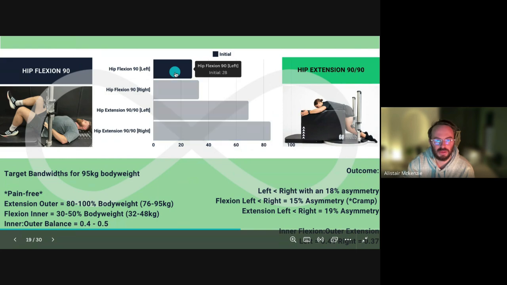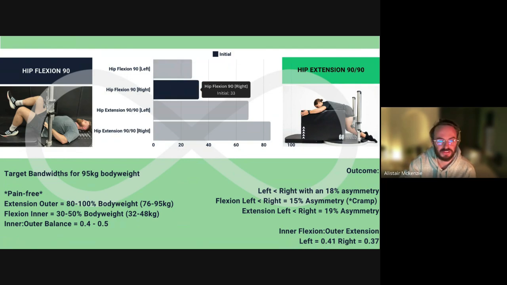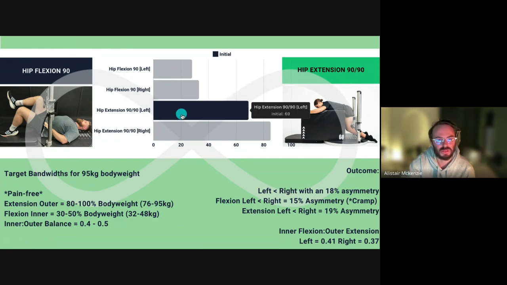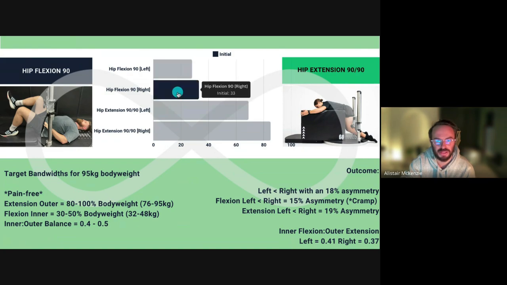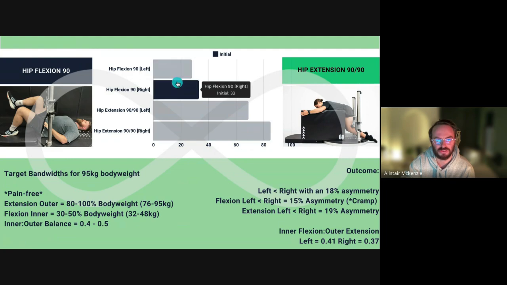So as we look at the outcome here, we can see that his left hip flexion was 28 kilos, which was lower than what we want it to be. His right hip flexion was 33 kilos, which again is on the lowest element of the scale. And there's a relative asymmetry between them of about 15%. And interestingly, the left hip flexor on the pathological side went into cramp almost instantly when we started to do these positions, these tests. So it became something that we tried to really explore with our training after.